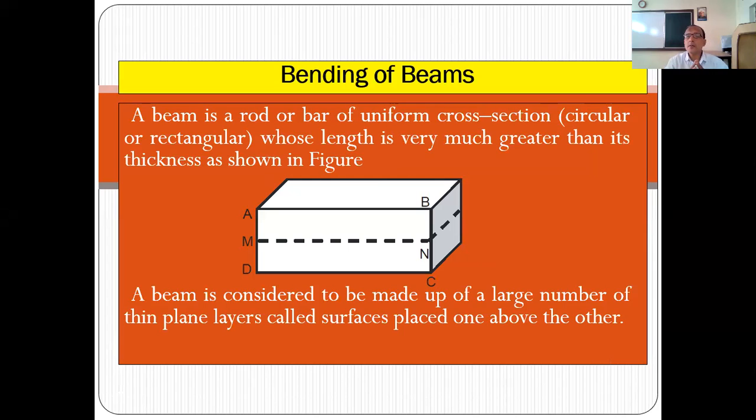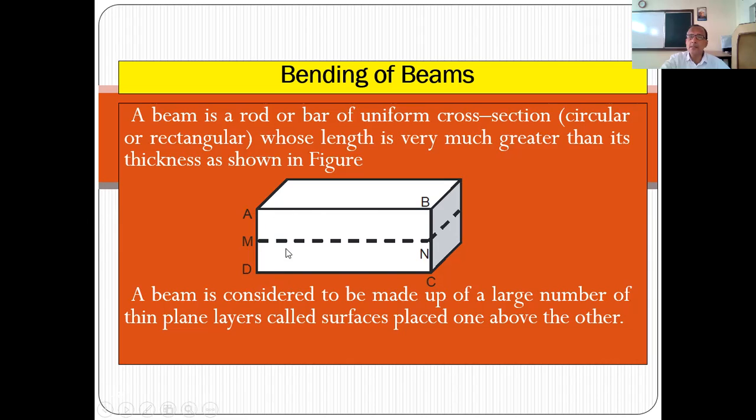So first of all, beam. What is a beam? So beam is nothing but it is a rod or bar of uniform cross section. It may be rectangular or circular. Both may be there. Its length is very long as compared to its thickness. Thickness will be very small and length will be very high. You can see this picture.